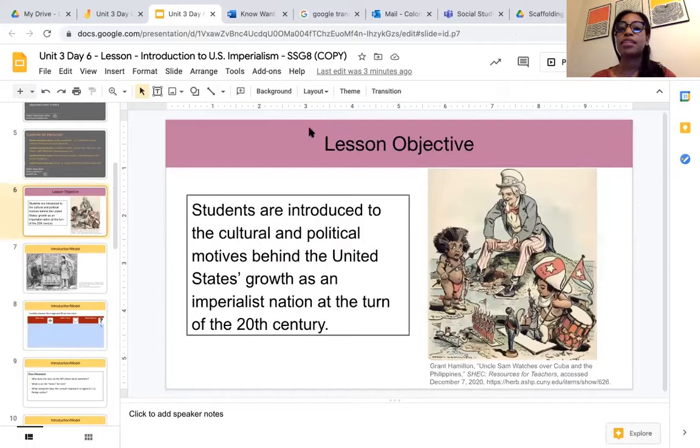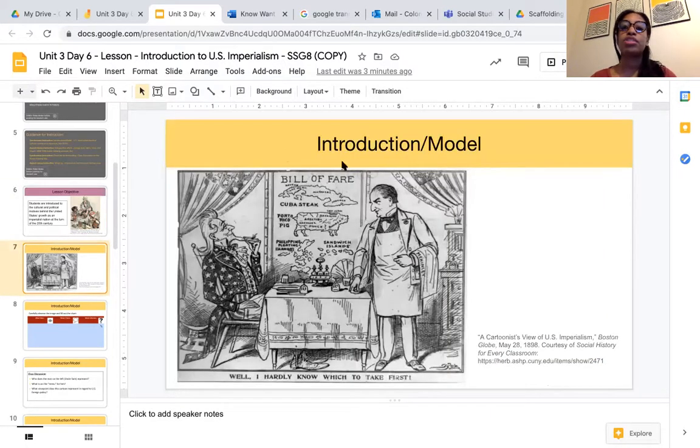The lesson objective for today is that students are introduced to the cultural and political motives behind the United States' growth as an imperialist nation at the turn of the 20th century. So they need to understand why they want to grow as an imperialist nation and what it means to be an imperialist nation, right? So you want to make sure that the students understand that. And for the introduction or model, there is a political cartoon, which we will definitely unpack.